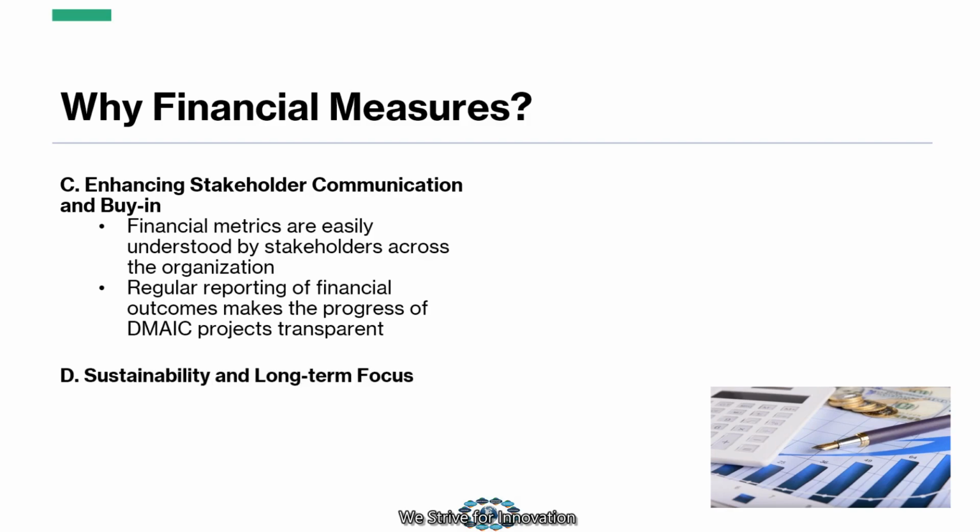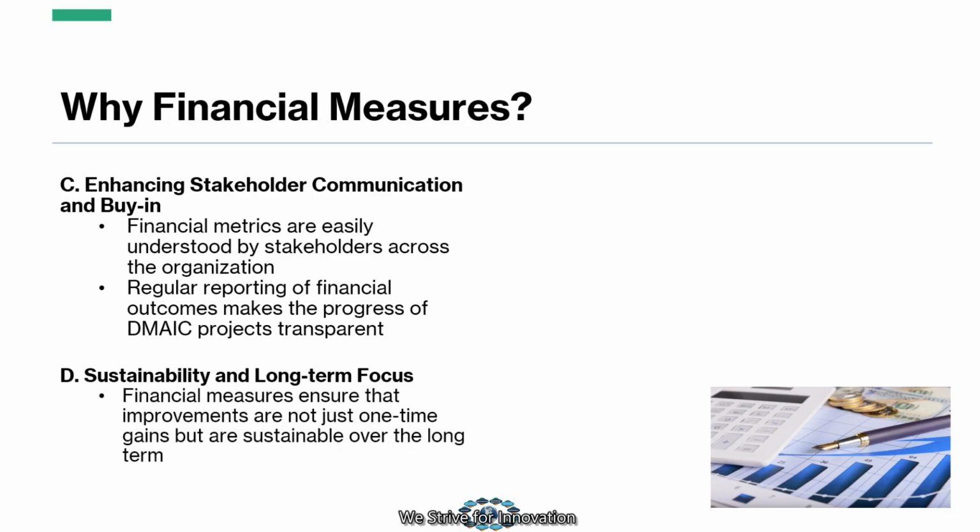And the fourth thing will be sustainability and long-term focus. Here, the financial measures will help to ensure that improvements are not just one-time gains, but are sustainable over the long term. They provide a continuous feedback loop for monitoring performance post-implementation, which can justify the allocation, of course, of resources from other areas for the purpose of continuous improvement initiatives.